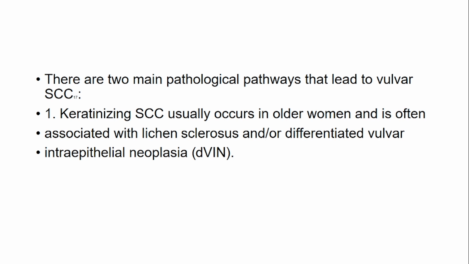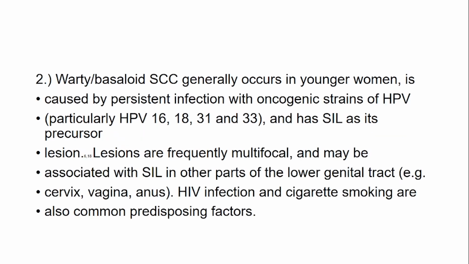So, there are two main pathological pathways that lead to vulvar squamous cell carcinoma. The first is the keratinizing squamous cell carcinoma, usually occurring in older women, and is often associated with lichen sclerosus and differentiated vulvar intraepithelial neoplasia. The other one that we are more concerned about is the warty basaloid squamous cell carcinoma, generally occurring in younger women. It is caused by persistent infection with oncogenic strains of the human papillomavirus, particularly strains 16, 18, 31, and 33, and has the squamous intraepithelial lesion as its precursor.